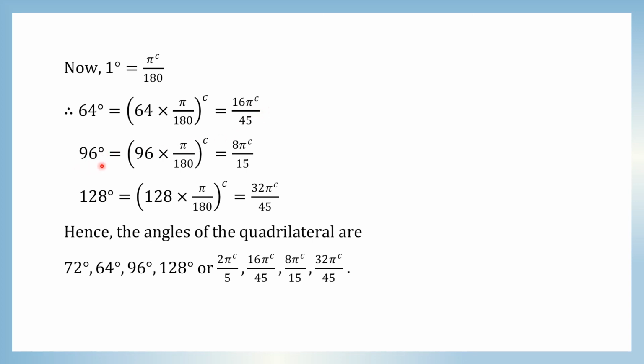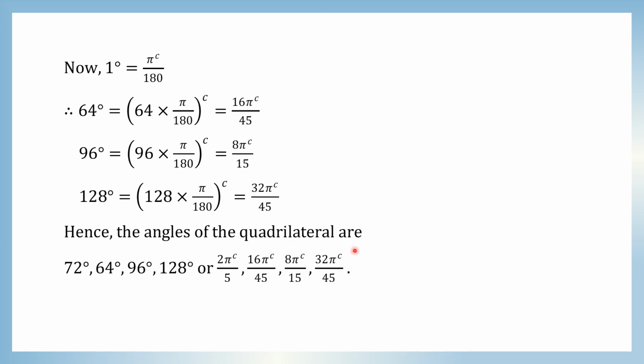The other angle is 96 degree. Convert it into radian, multiply by pi divided by 180. Simplifying, we get 8 pi divided by 15 radian. Then 128 degree equal to 128 into pi divided by 180 radian equal to 32 pi divided by 45 radian.